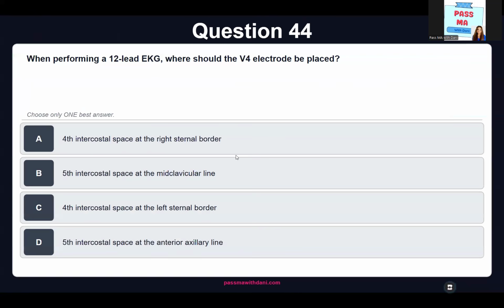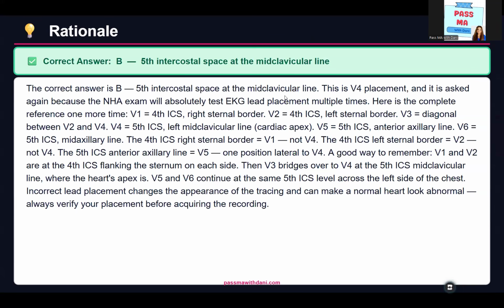All right, question 44. When performing a 12-lead EKG, where should the V4 electrode be placed? At the fourth intercostal space at the right sternal border, fifth intercostal space at the midclavicular line, fourth intercostal space at the left sternal border, or fifth intercostal space at the anterior axillary line. I know that you saw this one already, but I want you guys to see this again. The intercostal spaces for the electrode placements, I want you guys to remember this for your exams, okay? The answer is the fifth intercostal space at the midclavicular line.